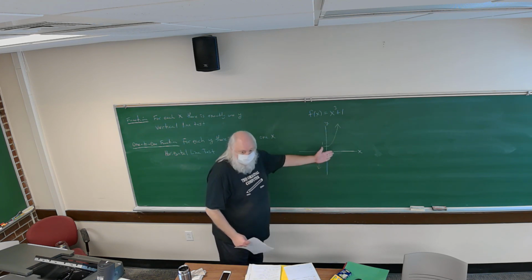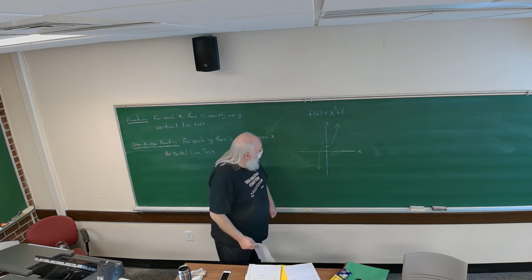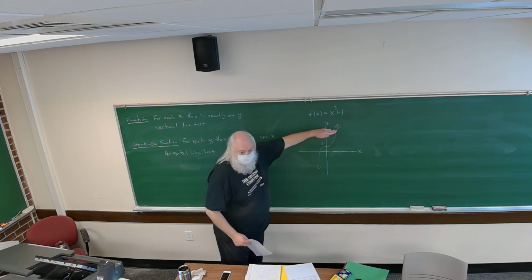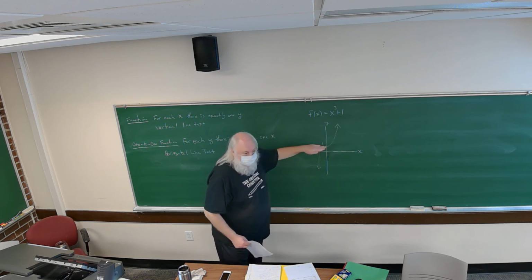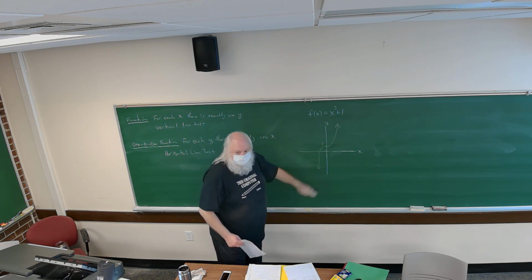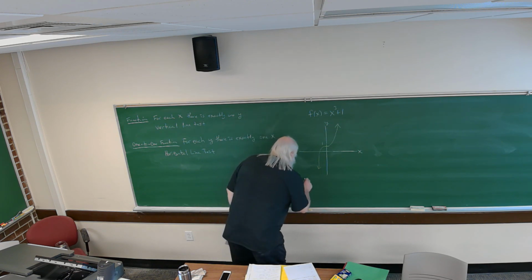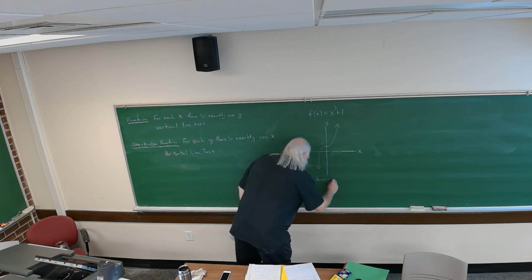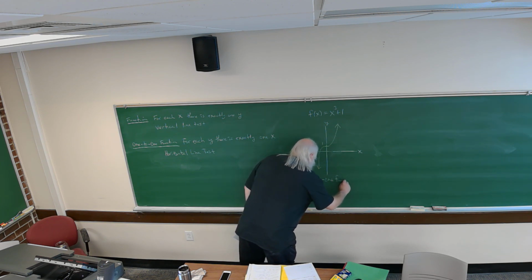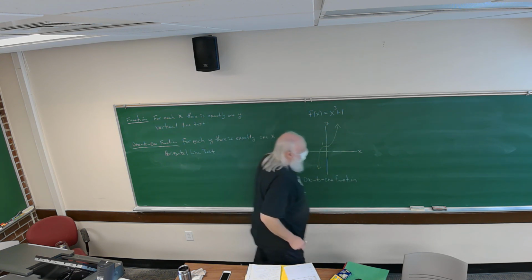This passes the vertical line test, so it's a function. But it also passes the horizontal line test. No matter where I draw the horizontal line, it's going to intersect the graph in only one place. So this is a one-to-one function. And so this function has an inverse function.